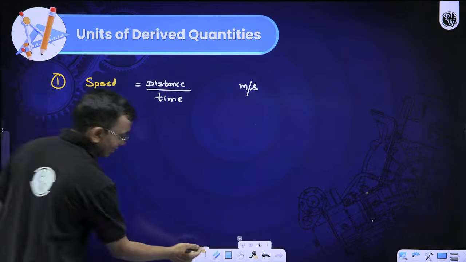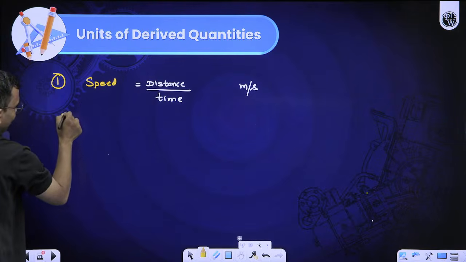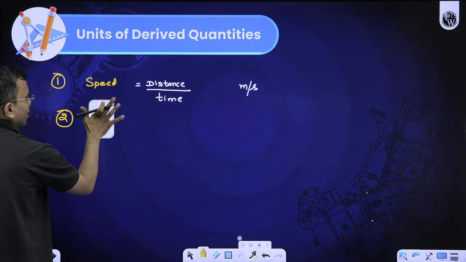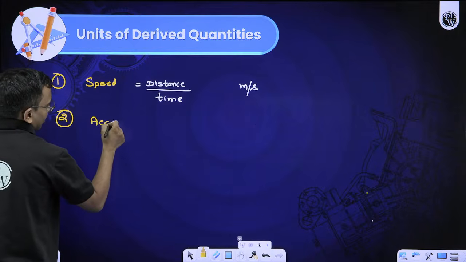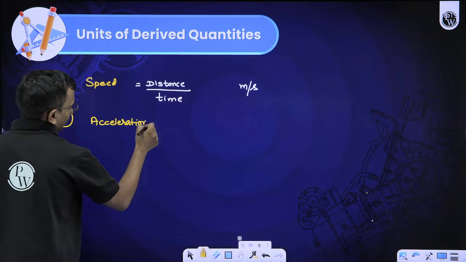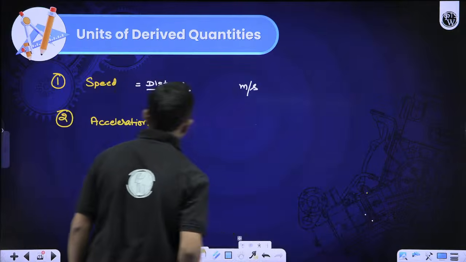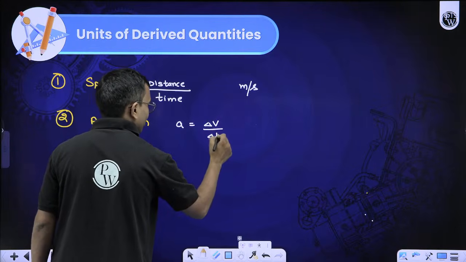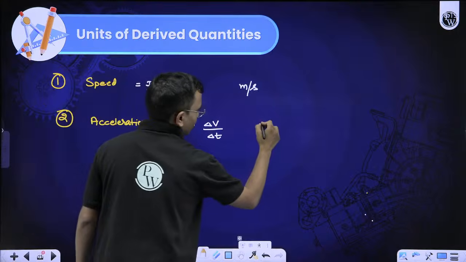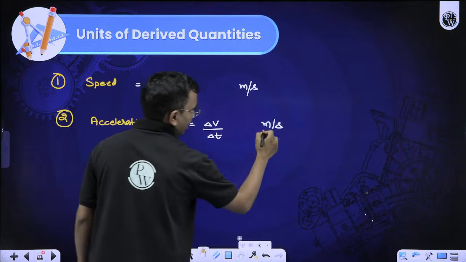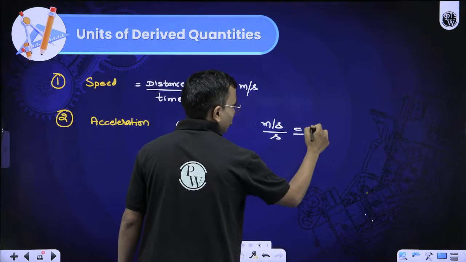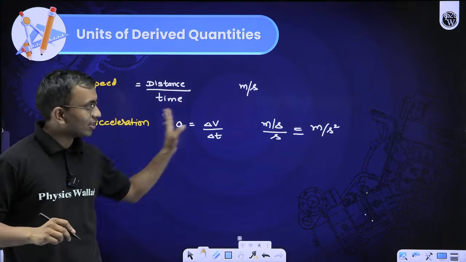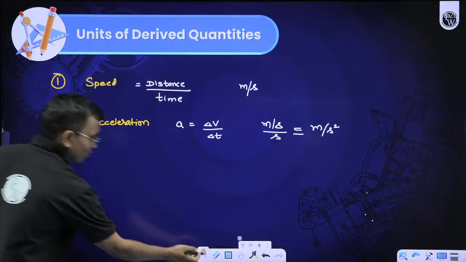Similarly, I can take another example. You can take velocity, which is displacement divided by time. The same way you can take acceleration. You learned that acceleration is equal to dv by dt, but let me write here change in velocity divided by the time interval. For velocity, the unit is meter per second. For time, it is second. So this is meter per second square. I got the unit of the acceleration. So acceleration is a derived quantity.